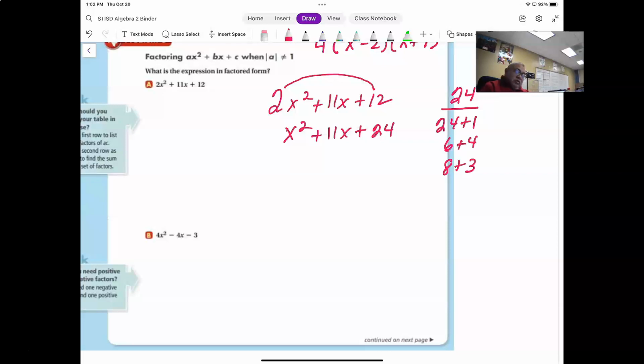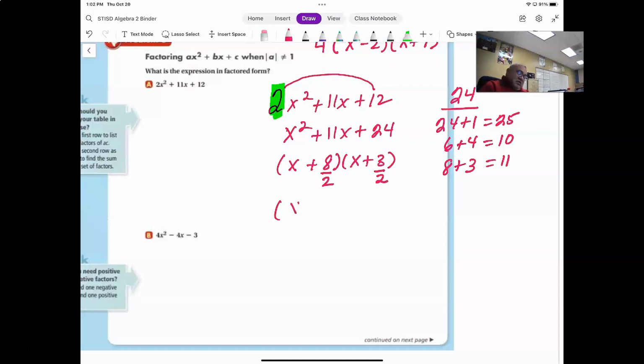So 24 plus 1 is 25, 6 plus 4 is 10, and 8 plus 3 is 11. So we're going to use 8 and 3. So we have x plus 8 times x plus 3. And since we had a 2, we have to factor in the 2. So what you do is you divide this by 2, and you divide this by 2.